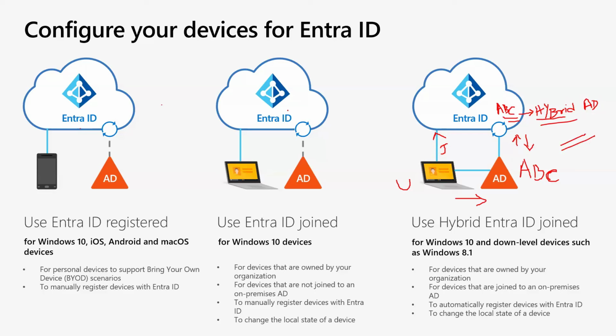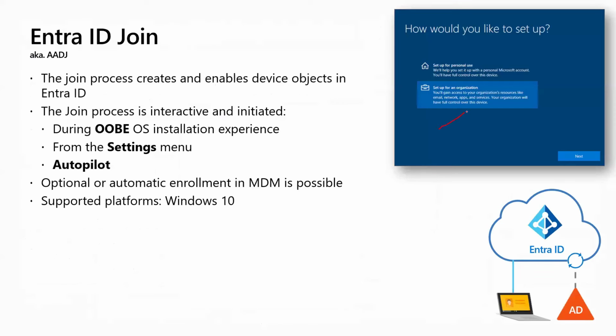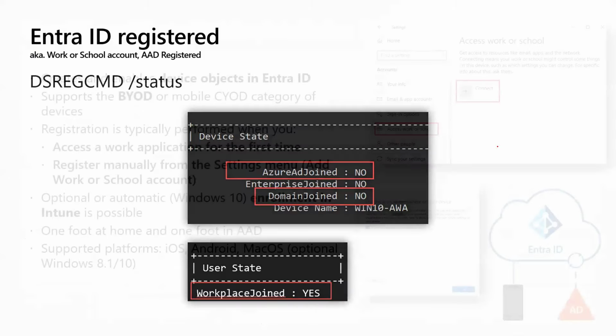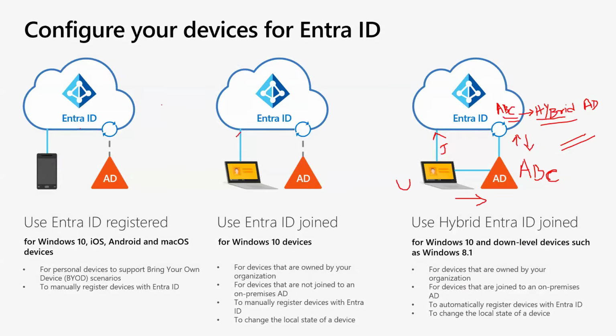Now coming back to this particular section, you take a brand new laptop, you power it on, and as soon as you power on the machine, people will see this option here on the right hand side. Can you see this option here? Setup for organization. As soon as you connect to the internet, you will see these two options. Click on this setup for an organization, and when you do that, that will now join the device to Entra ID.